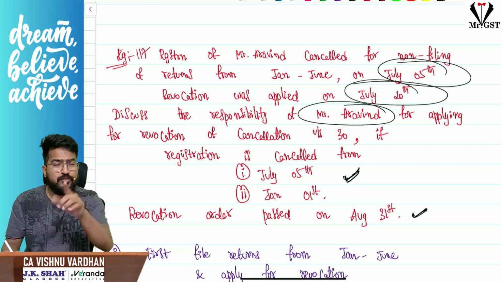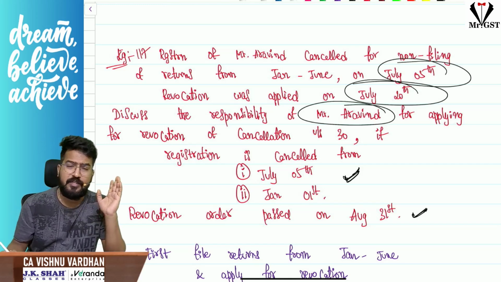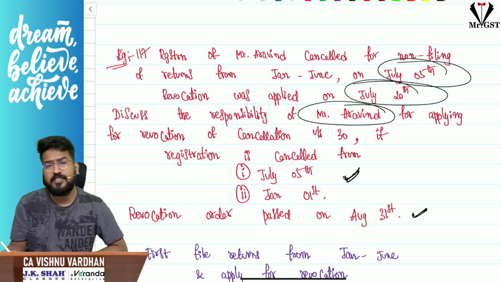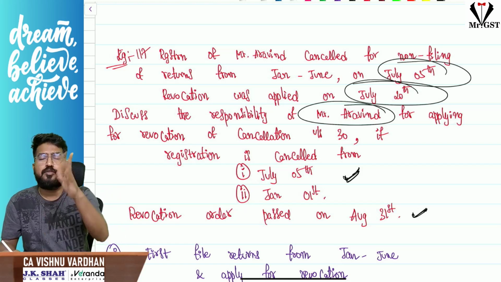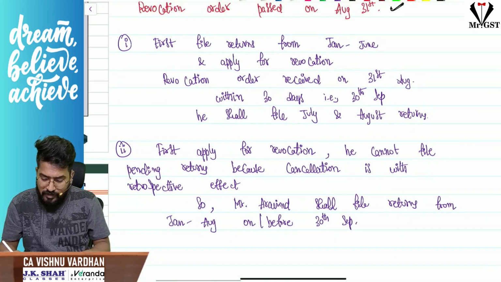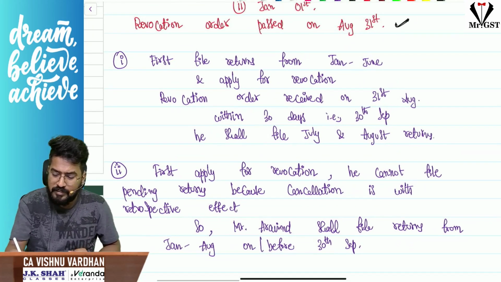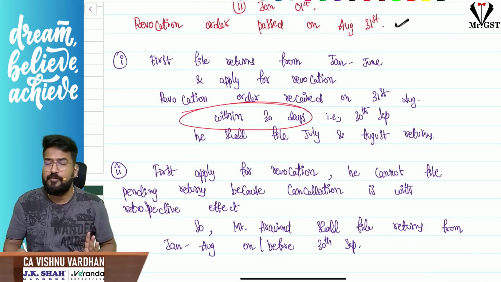Sir, January to June I have filed all the pending returns, correct? I got the revocation. But July, August are still pending. Whatever the pending returns are there at the time of revocation, sir, what should we do? They should be filed within 30 days, just like I discussed just now. Otherwise your registration is liable for cancellation again.